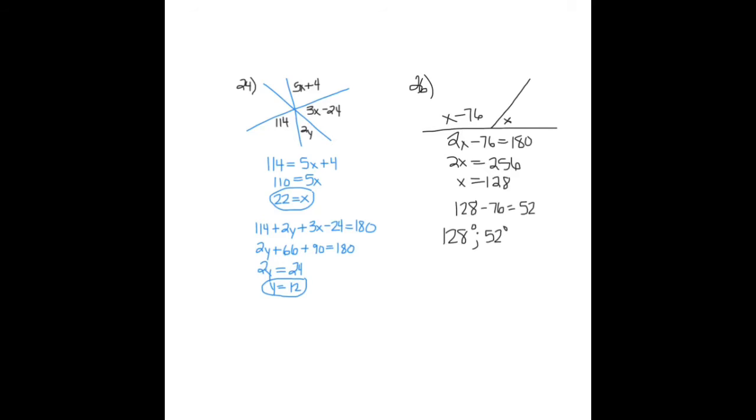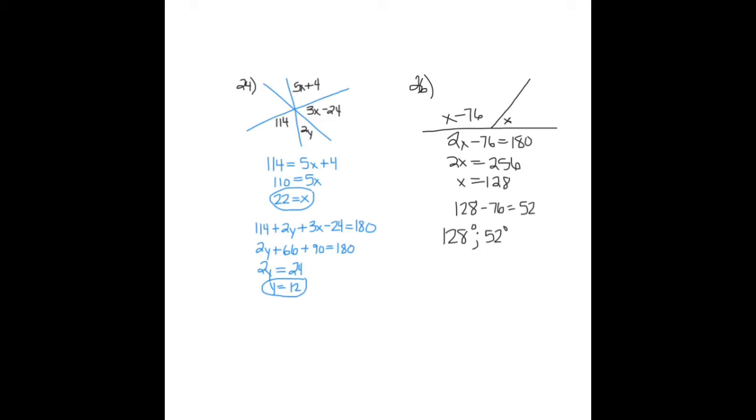All right, number 24. I used the vertical angles, 114 degrees equals 5x plus 4. I found out that x equals 22. And then I plugged that value of x equaling 22 in and discovered, I just added up the whole sum of three angles to equal 180. So 114 plus 2y plus 3x minus 24 equals 180. 2y plus 66 plus 90 equals 180. You find out that y equals 12.